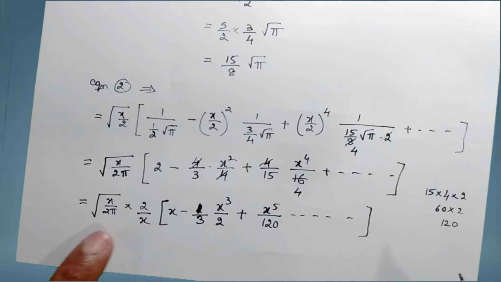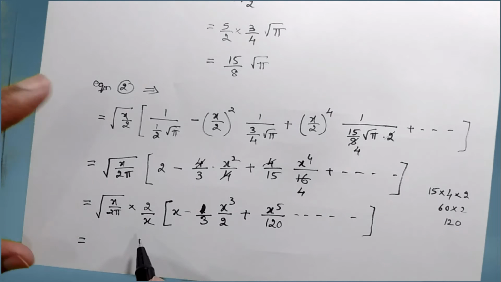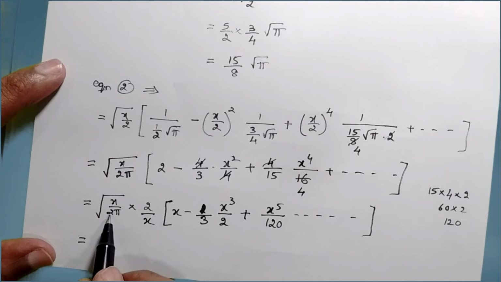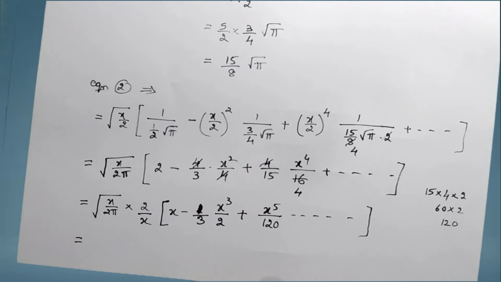The series will continue. So this will be equals to, if you try to simplify this one, you will be getting the square root of what will happen to this 2 value as well as this 2 by x value. I'll just show it over here.